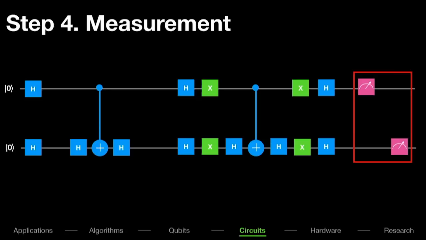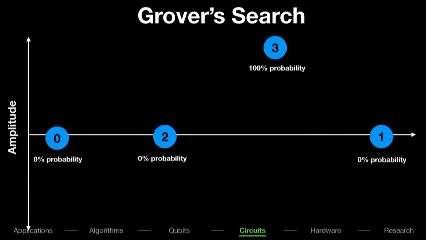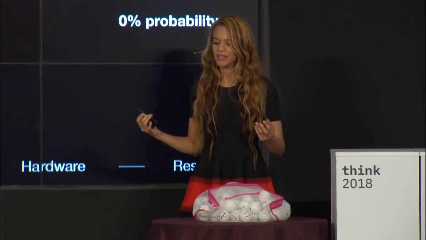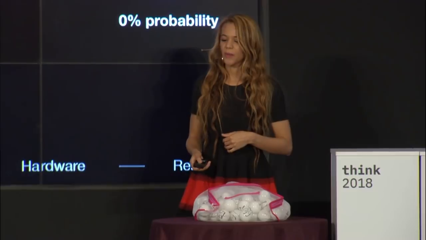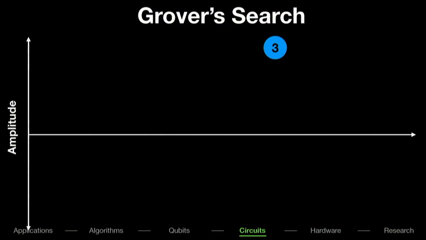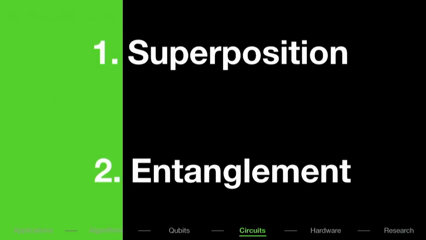And the fourth step is measurement. So we actually need to measure our system to get a sequence of bits. So in this case, remember that the modulus squared of the amplitude is the probability. So if we have a 0 amplitude, we have a 0% probability. But if we have an amplitude of 1, then we have a 100% probability. So when we measure it, we have a 100% probability of getting the answer 3. And it can do that in just 1 try. So as you can see, these quantum algorithms use superposition and entanglement in special ways to give us the quantum advantages.